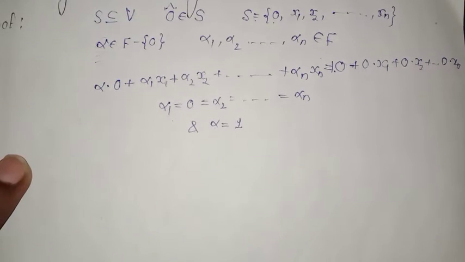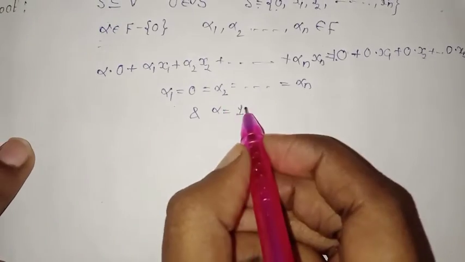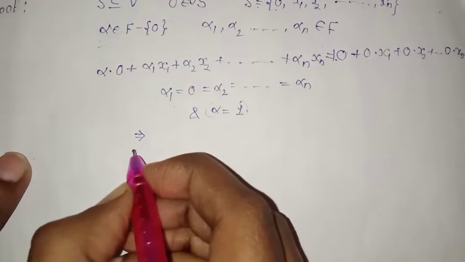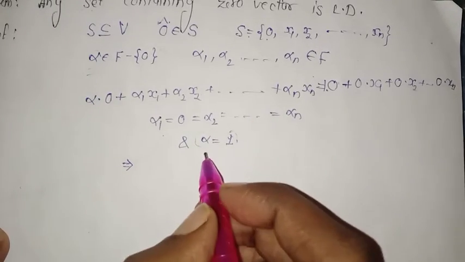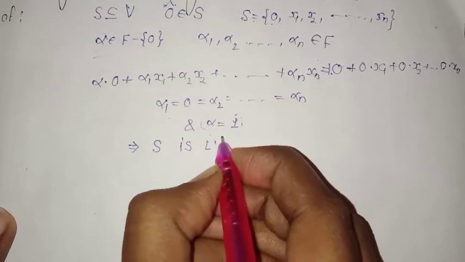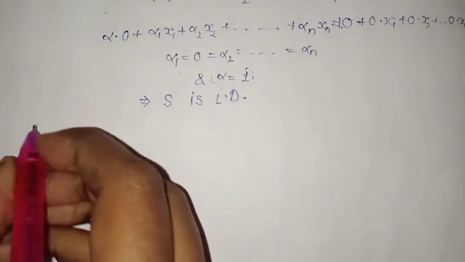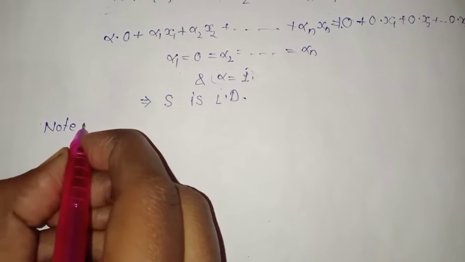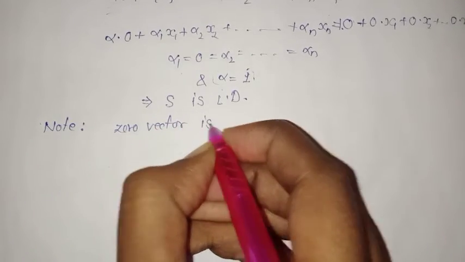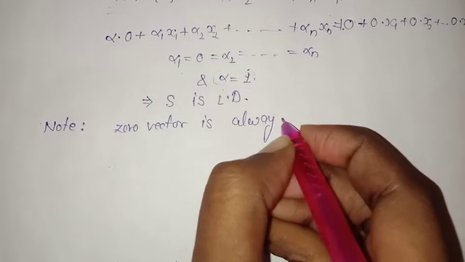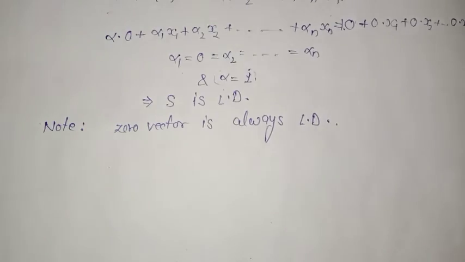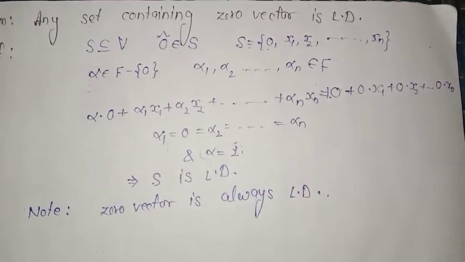So there is one scalar whose value is 1. So we are getting one non-zero scalar here. By the definition of a linearly dependent set, there must be some non-zero scalar. So we are getting one non-zero scalar. That's why the set S becomes LD. And remember one thing, this is our note point: the zero vector is always LD. And any set which contains the zero vector must always be LD. So I hope the theorem is clear to all of you.